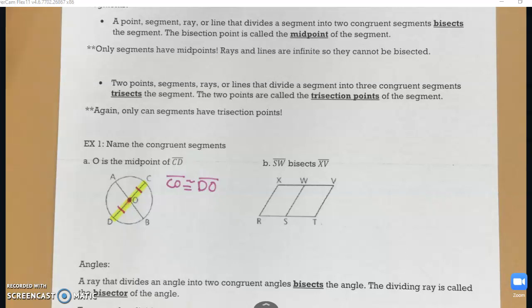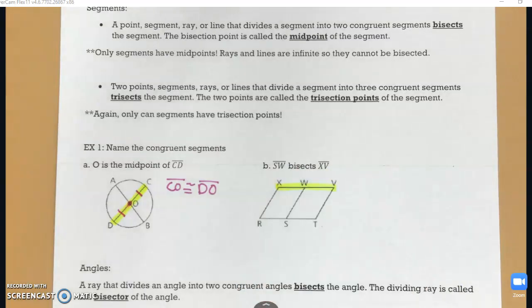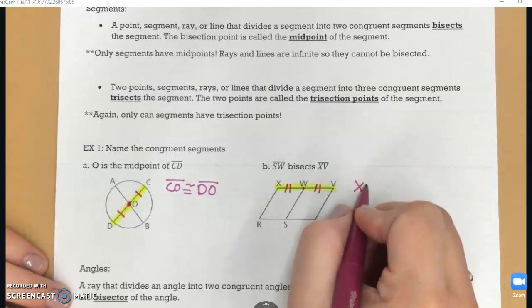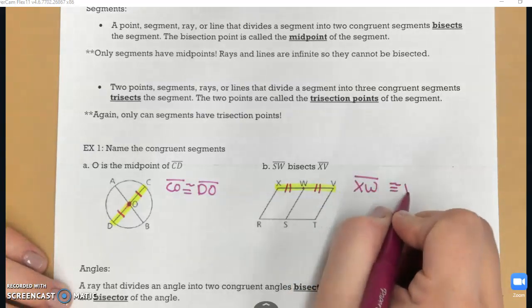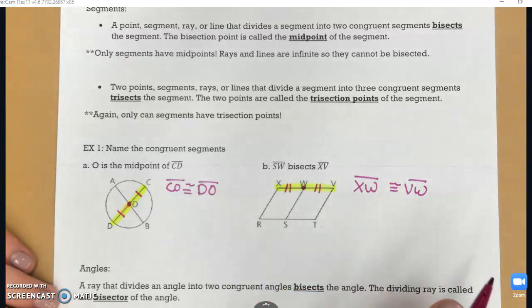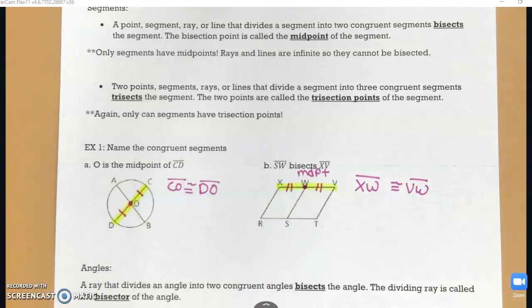Then on part B, we're told that segment SW bisects segment XV. So where those two meet at point W, it divides it into two equal parts. So XW is congruent to VW. And because W is that point where the division takes place, W is the midpoint of XV.